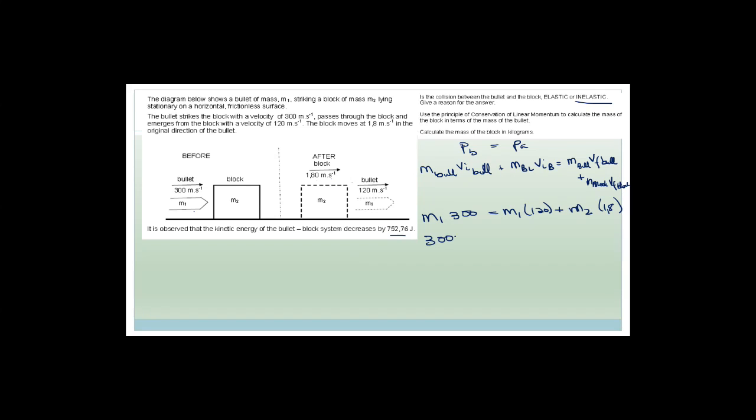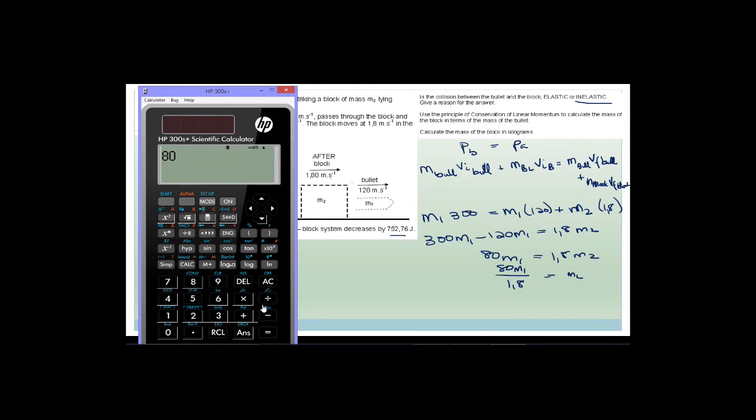So we can say 300 M1 minus 120 M1 is equal to 1,8 M2, right? So do you agree that we've got 80 M1 is equal to 1,8 M2? So therefore M2 is equal to 80 M1 divided by 1,8. And let's just make that nice. So we're going to go 80 divided by 1,8 equals 44.44. So it's 44,44 M1 equals M2. Okay, so M2 is equal to 44,44 M1. Okay, done.